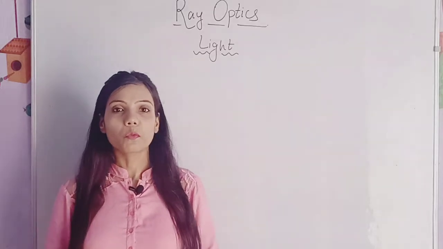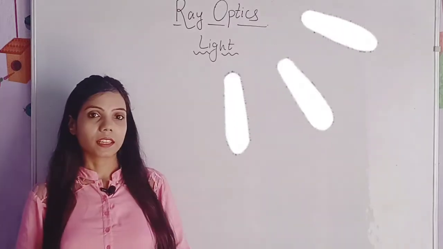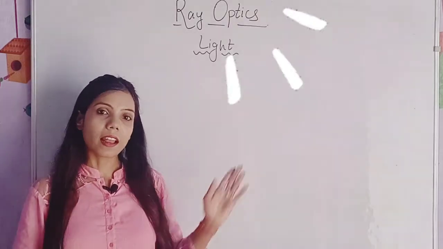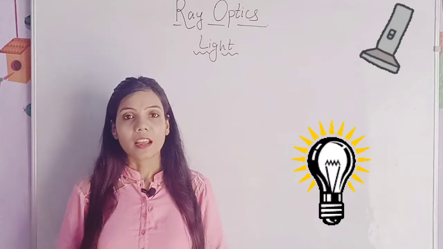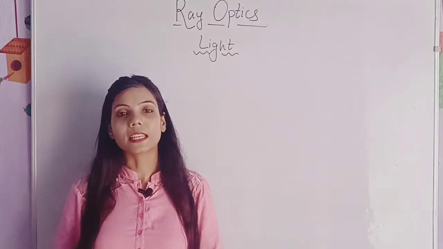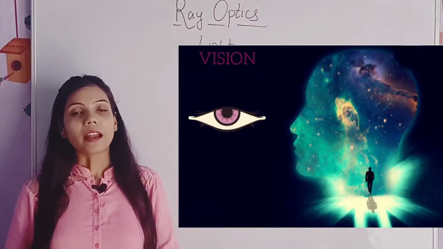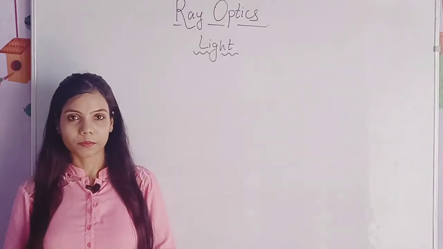In this video, we are going to start with a new topic, that is ray optics, an optics that deals with light. So what do we exactly mean by light? Light is defined as that form of energy which gives us the sensation of sight. And due to this sensation, we are able to see the objects around us.